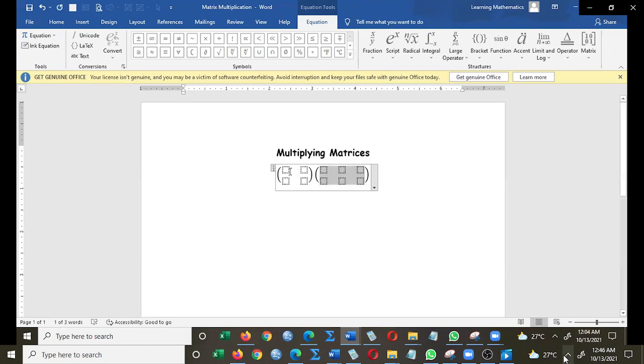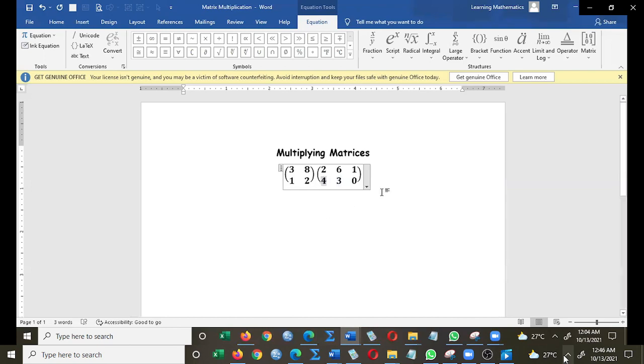All right, so let's put some numbers. Let's see, 4, 3, 8, 2, 1. Let's just use positive numbers just to demonstrate the multiplication process to make it easier. Let's put a 6, a 1, a 0 there. Let's put a 3 and a 4.